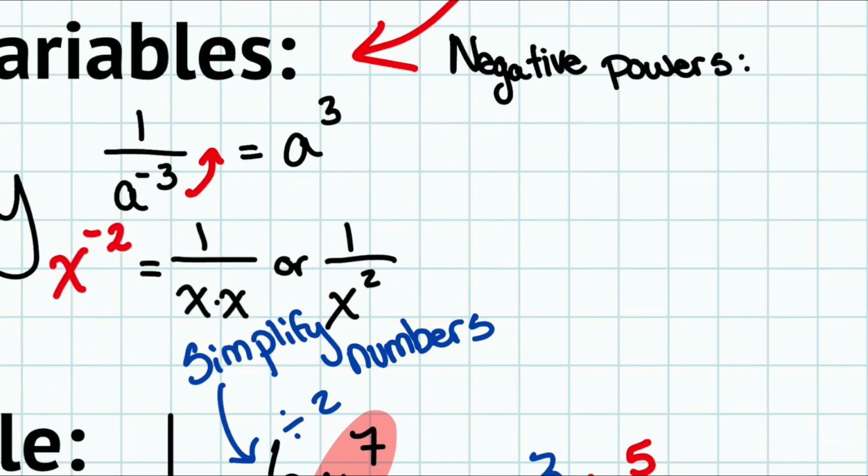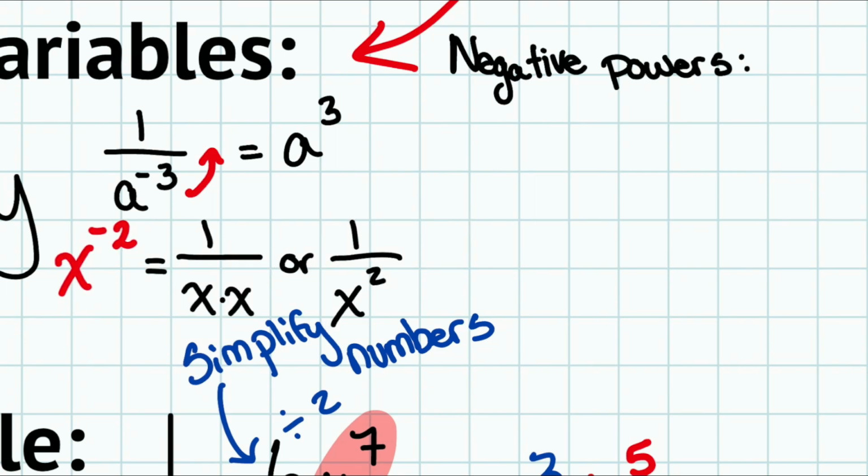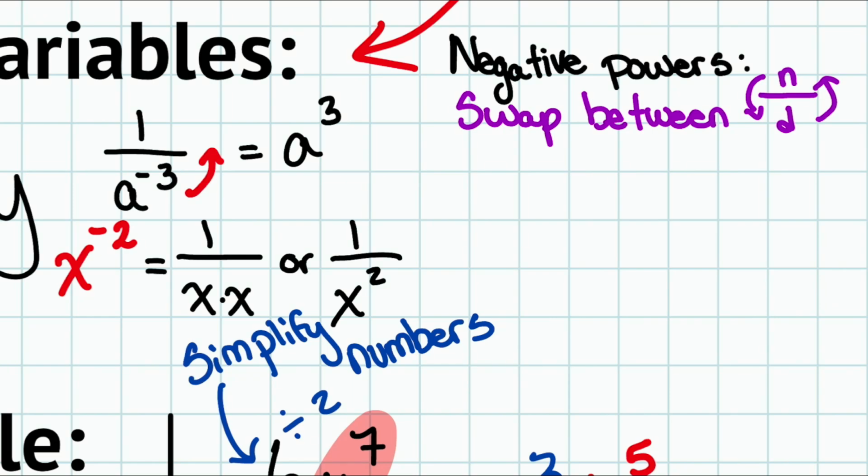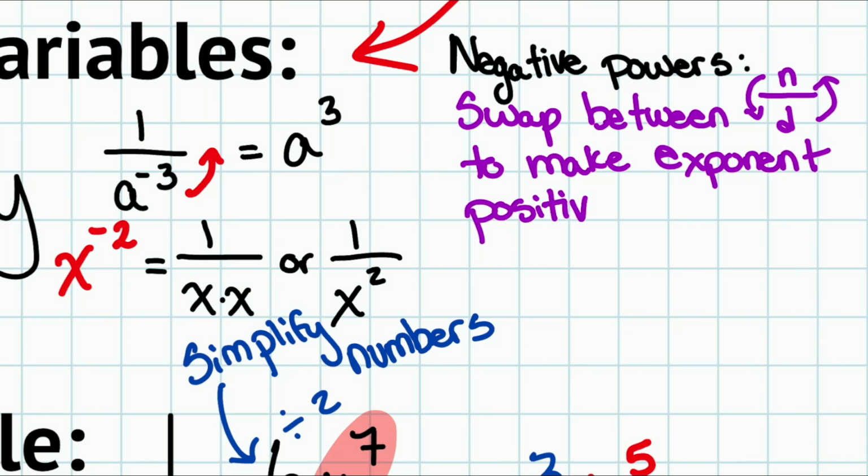So let me just move this over here to give myself as much room as possible. So swap between your numerator and denominator to make the exponent positive. So if you're looking for just the rule itself, just to write that down, that's it right there for you, and you're good. But again, we don't need to pay too much attention to that.